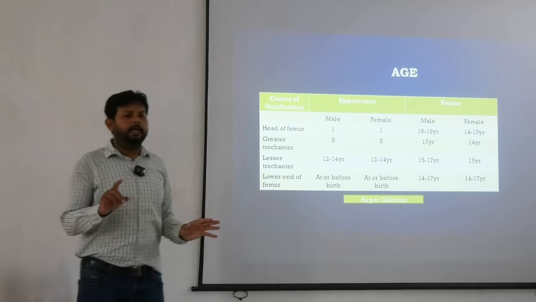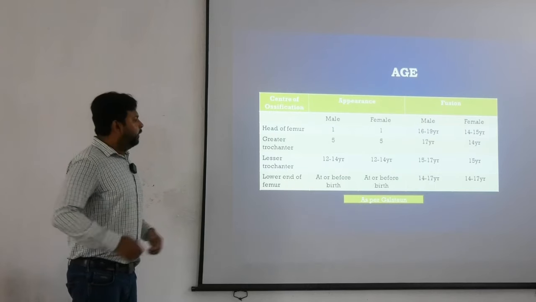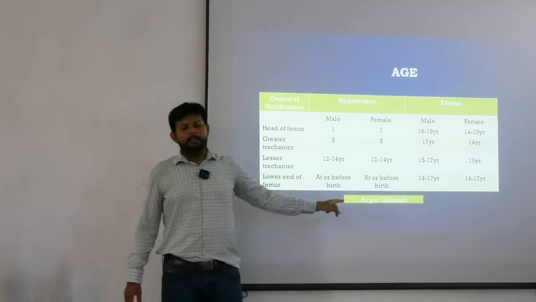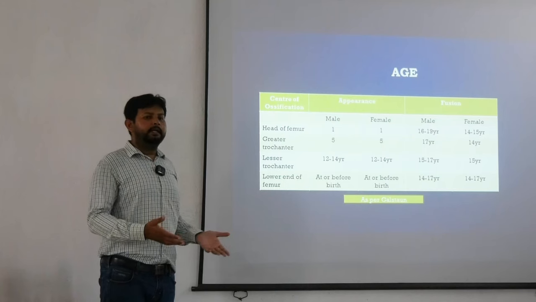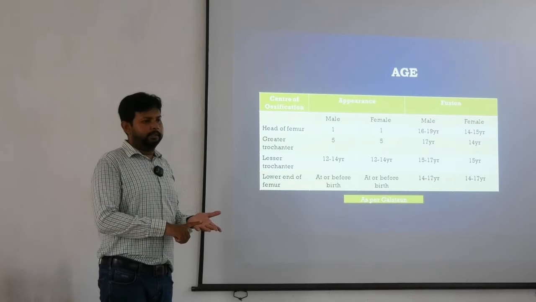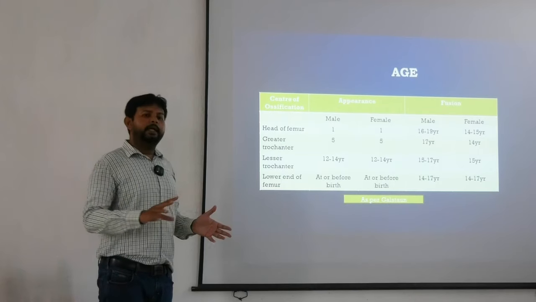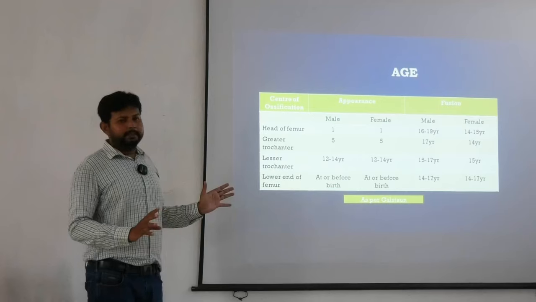Galstaun chart, G-A-L-S-T-A-U-N. So why this name is important is because he conducted this study on the Bengali population. As we are in West Bengal, this is legally accepted in the Calcutta High Court.